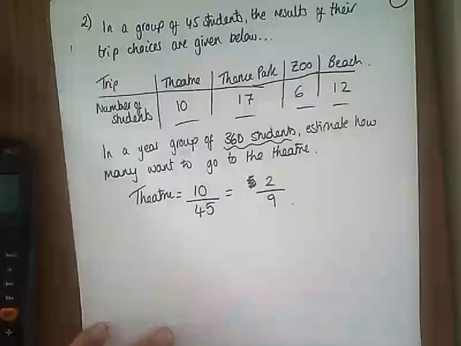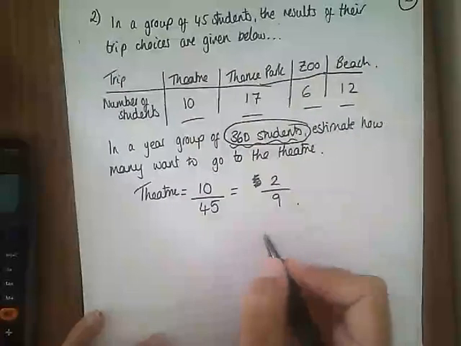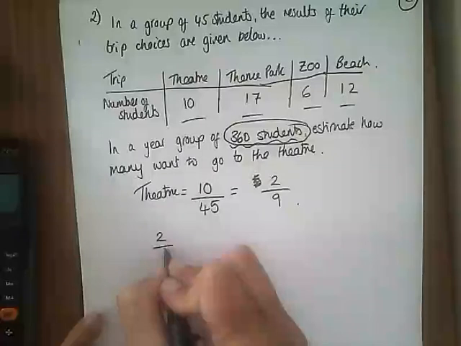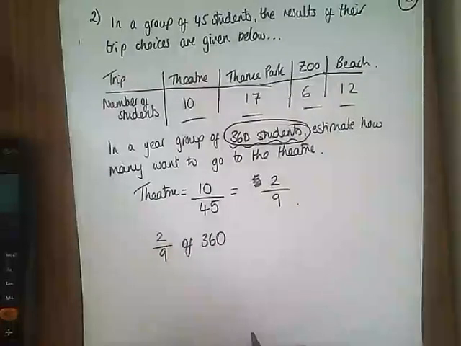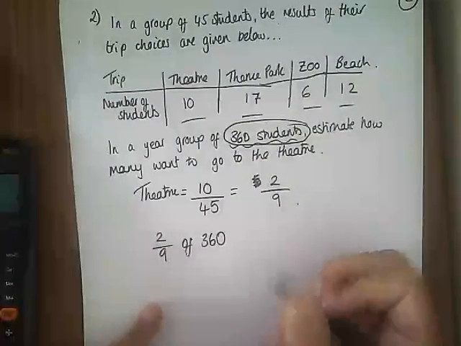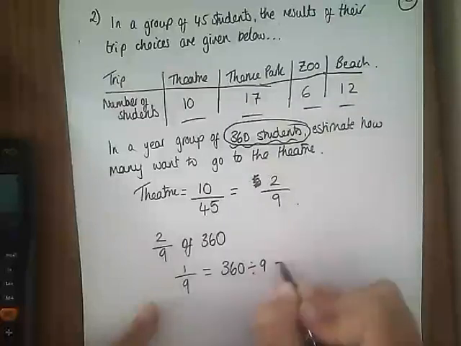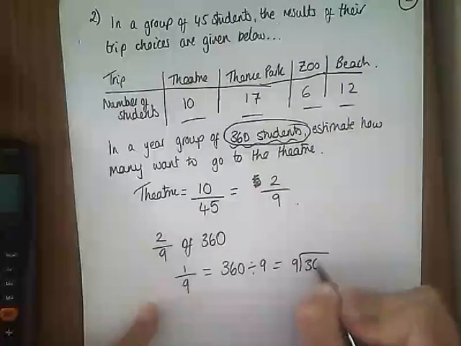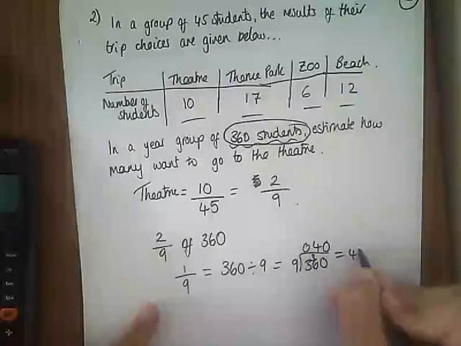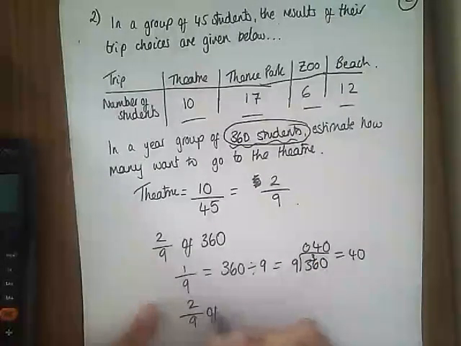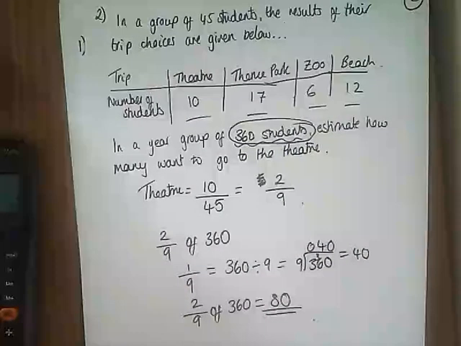Okay? If I've got 360 students, to estimate how many want to go to the theatre, I need to find 2 ninths of 360. Now if you have a calculator, you can just do 2 ninths times 360. But if not, we can do 1 ninth. So that's 360 divided by 9, which you can do in a little bus stop. 9s into 3 don't go, 9s into 36 go 4 times. So 1 ninth is 40. So 2 ninths is going to be 80. So how many we predict want to go to the theatre is 80 students.